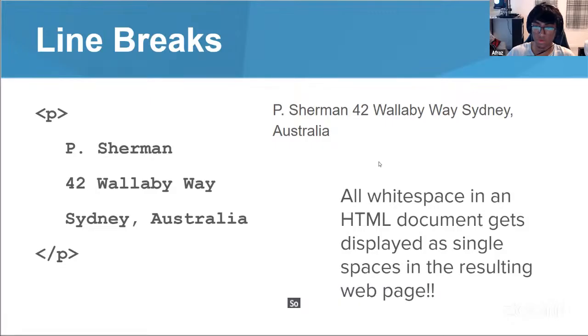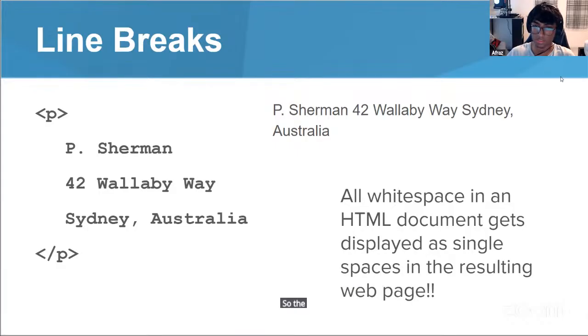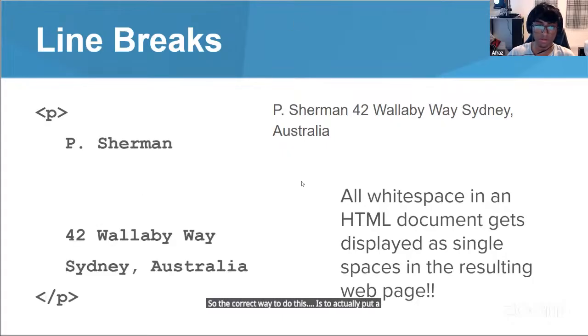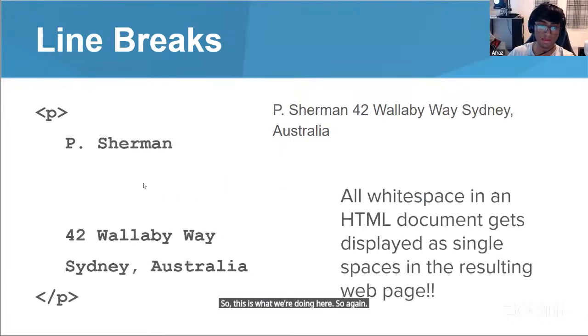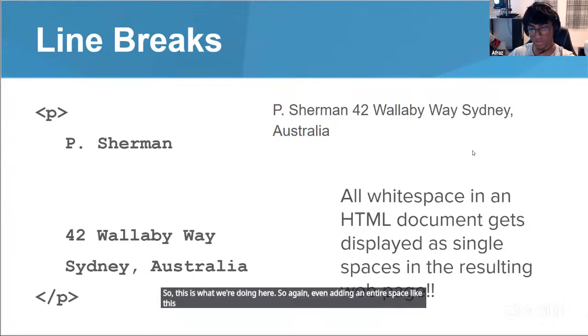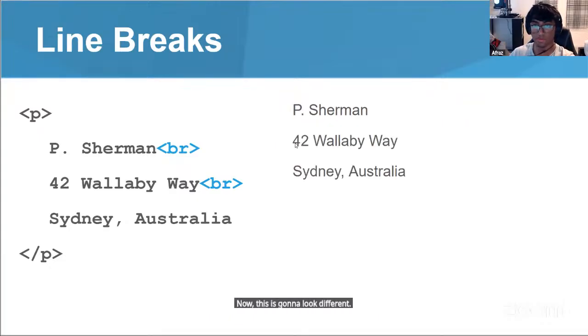So what's the correct way to put everything on the next line? Again, like we said, white space gets displayed as a single space in the result page. The correct way to do this is to actually put a BR tag in there, right? So this is what we're doing here. Even adding an entire empty space like this is not going to change the result, so even with this, it's going to look the same. But if we go here, we see the BR tag here, right? Now this is going to look different. Now we see everything here.